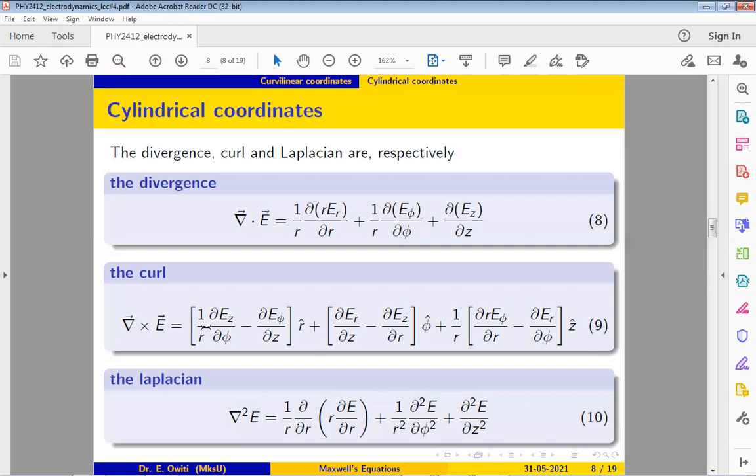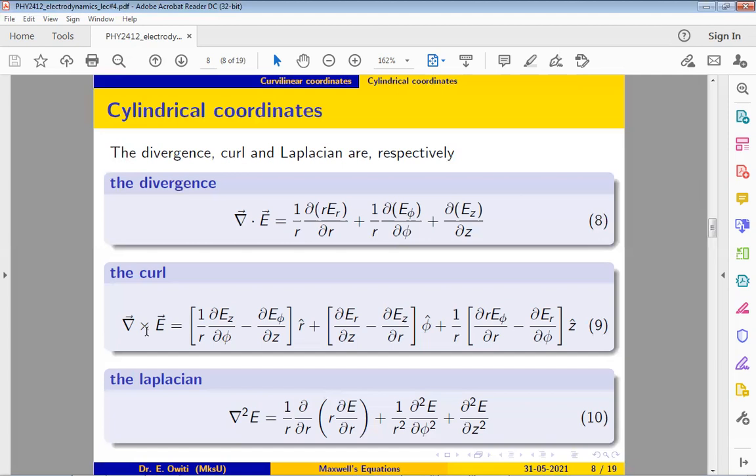The curl, you simply need to derive this using the determinant matrix, like I explained. If you use the determinant matrix, you should be able to get equation number 9 clearly. You have to remember that how you arrange elements in a determinant matrix will determine whether your answer will be correct or not. So you have to be really careful with this determinant, how you obtain the determinant of a 3 by 3 matrix.